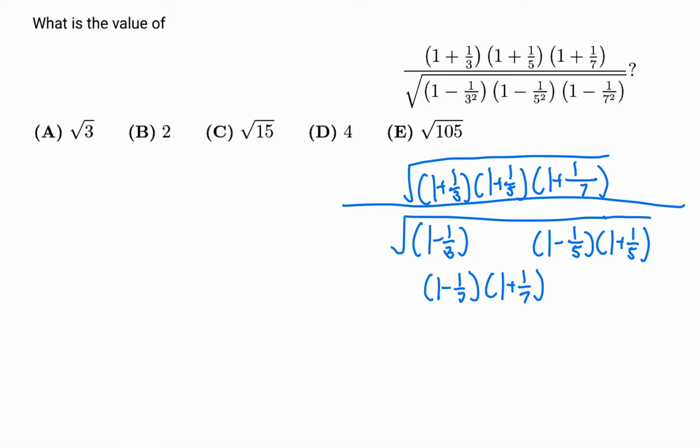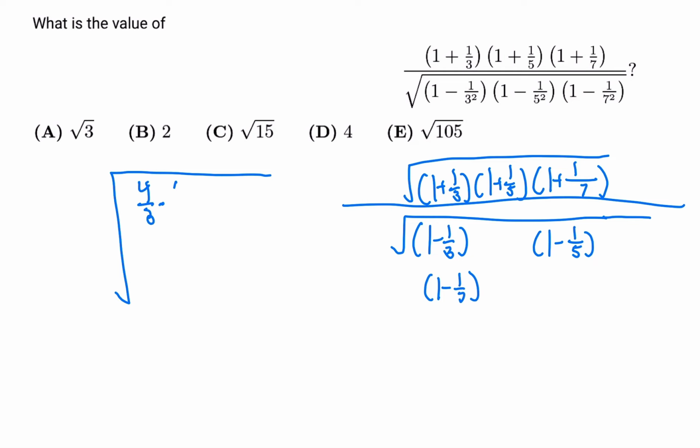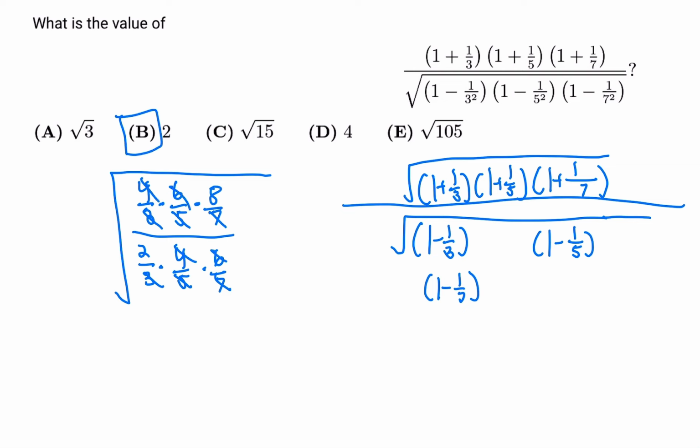And now this looks a lot more manageable to just expand. So if we expand it, the numerator becomes, let's just put the square root over everything, 4/3 times 6/5 times 8/7 over 2/3 times 4/5 times 6/7. And so then we know that all the denominators cancel, these cancel, and then we're just left with 2. So that's the answer. Next problem.